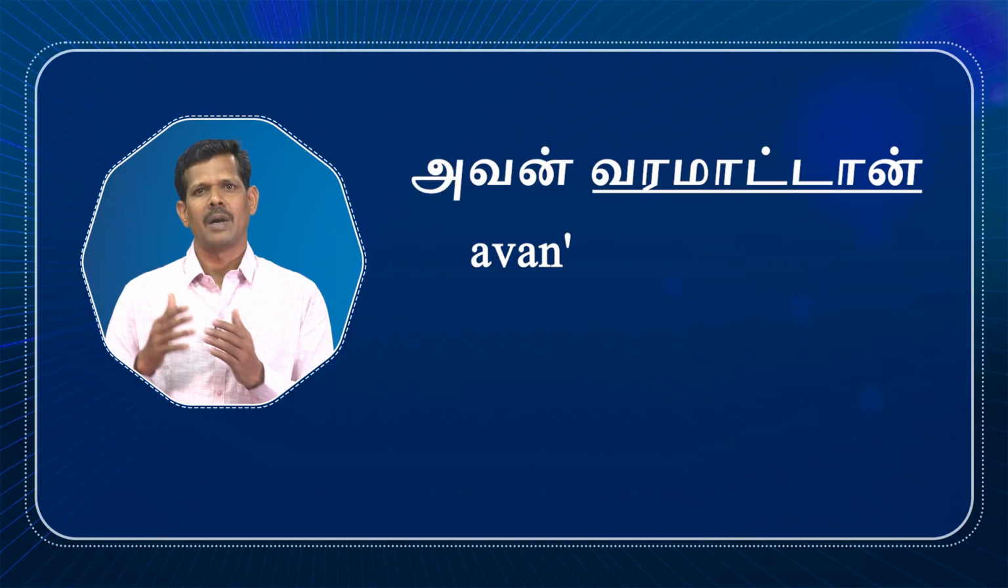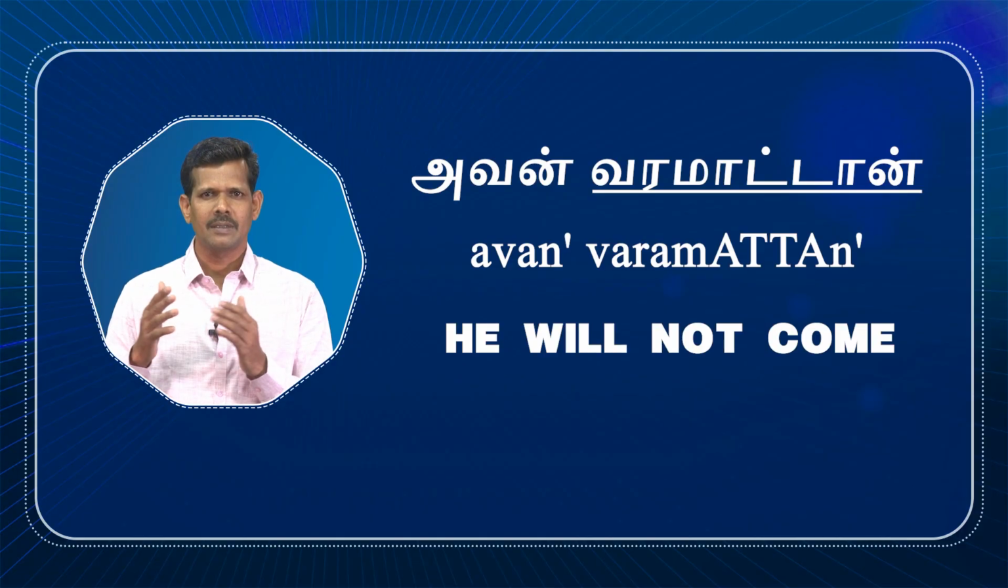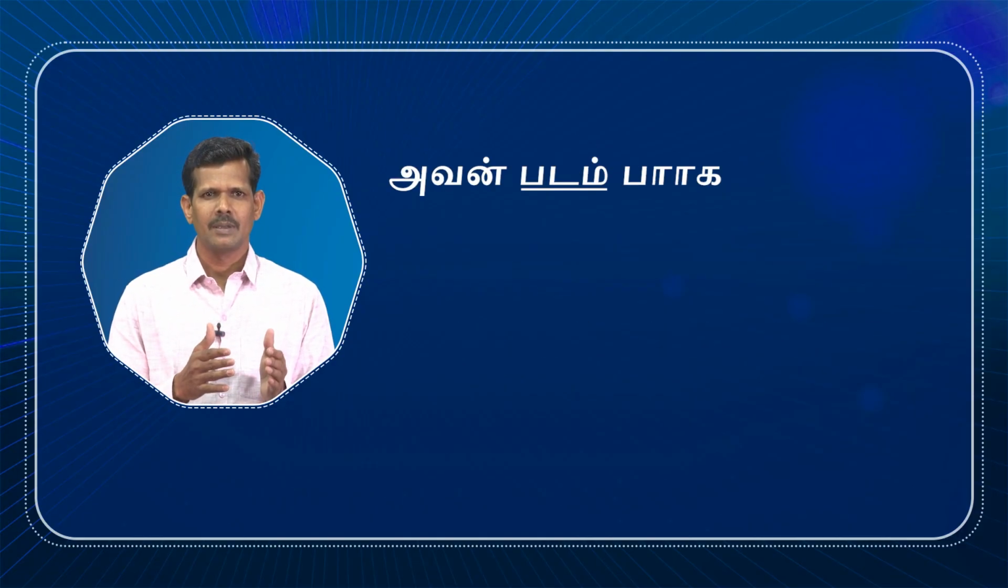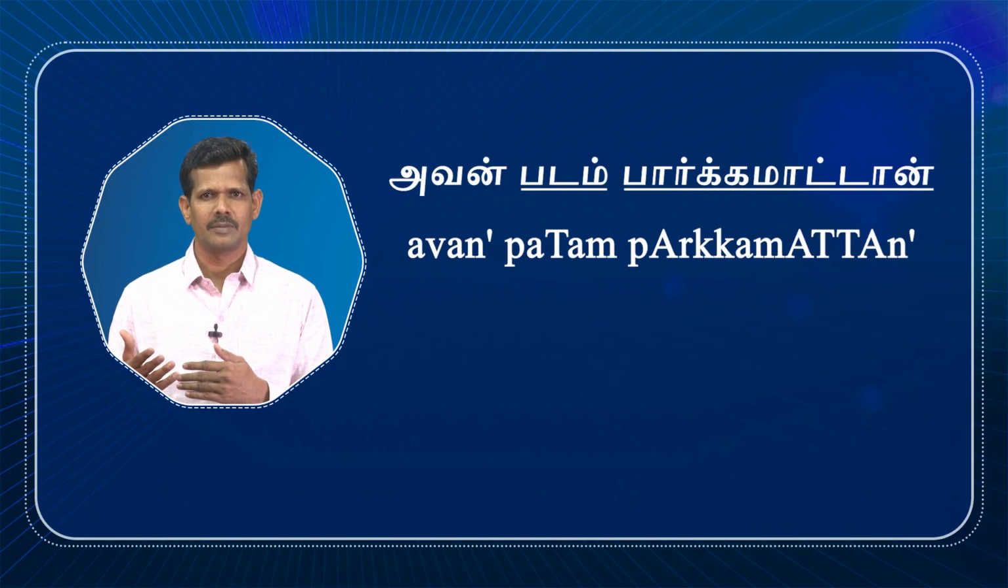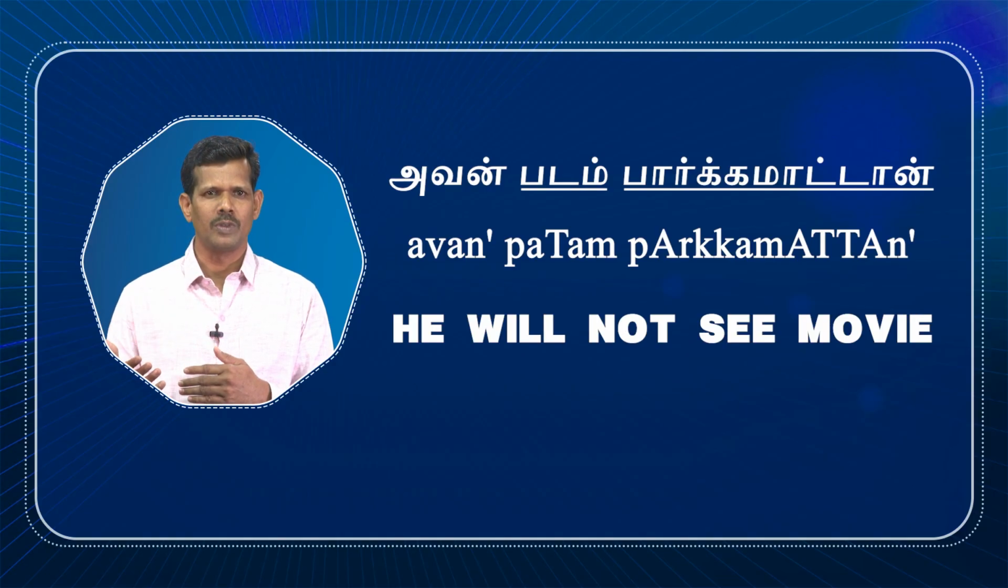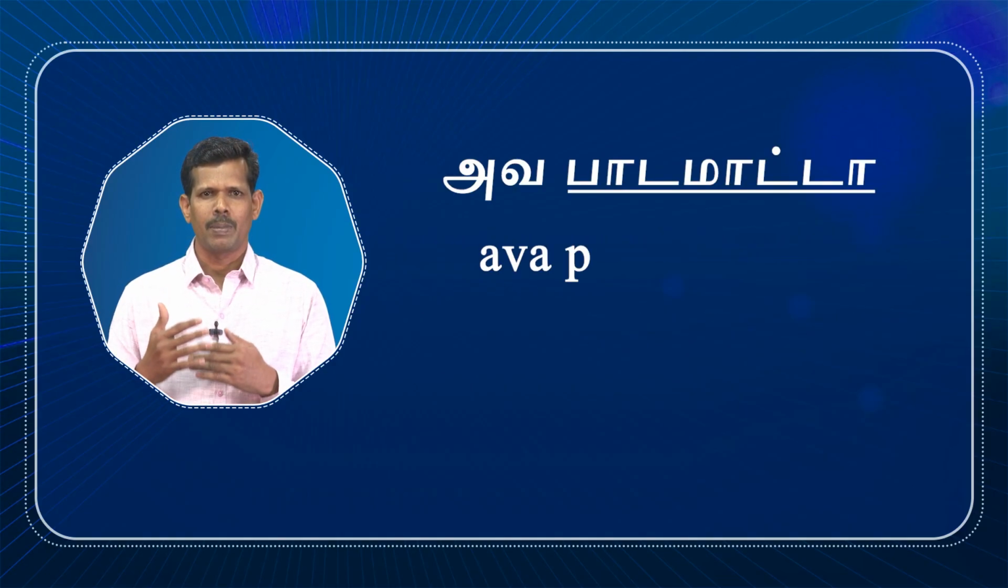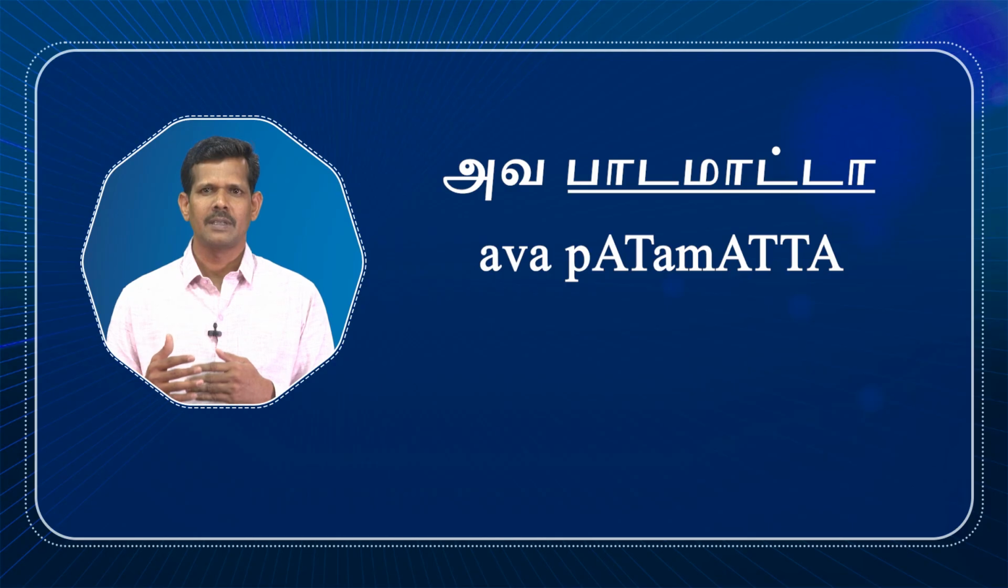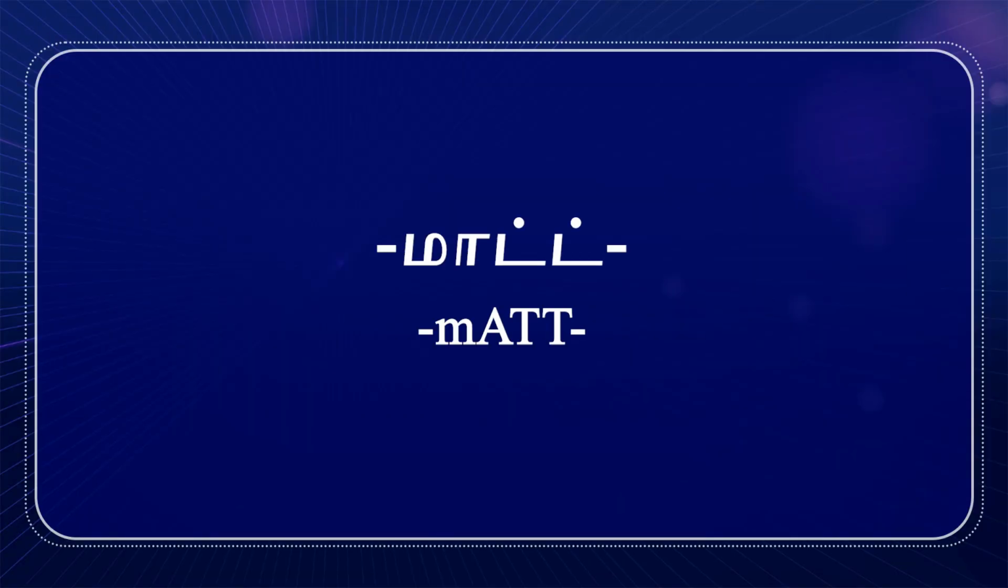Avan varamatan, he will not come. Avan padam parka matan, which means he will not see a movie. Ava padamata means she will not sing. In the above underlined words, the future negative marker mat is used. Let us analyze all three examples.